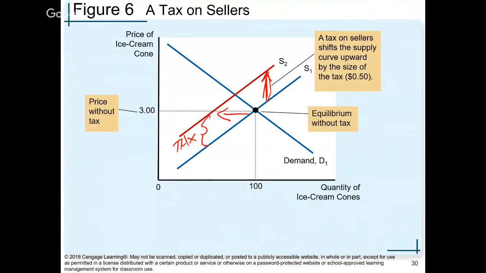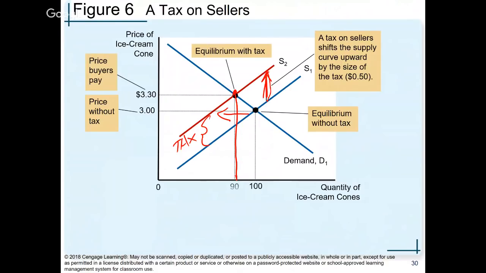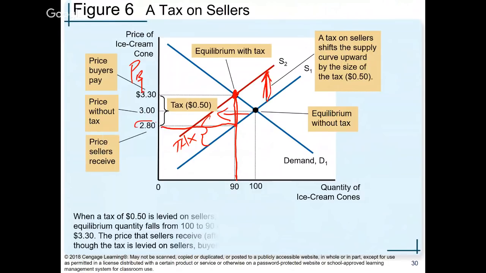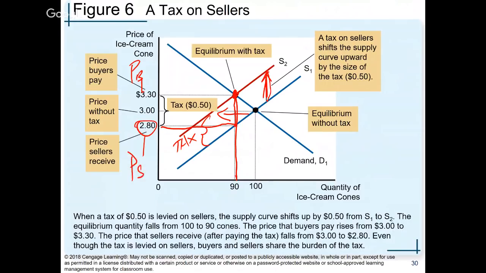And once you have a new supply curve, you're going to have a new equilibrium quantity. There we go. So the new quantity will be at 90. And this price, $33.33, is the price for the buyer. That's how much the buyer pays. To see how much the seller receives, from this new equilibrium go down to your old supply curve. And right here, at 250, that's the price the seller receives.